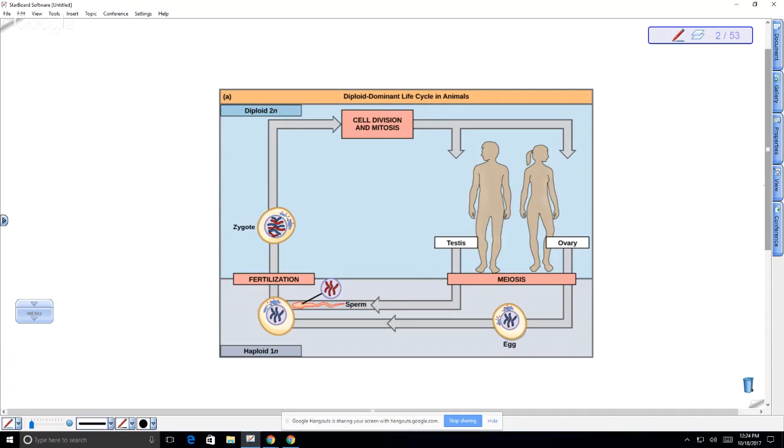And then that cell undergoes mitosis to produce the multicellular organism that we are. And anytime we need to repair ourselves, like if our liver gets damaged, the liver can regenerate itself if there's a healthy enough piece of it, and that regeneration is due to mitosis. So the only place where meiosis occurs is in the ovary and the testes.